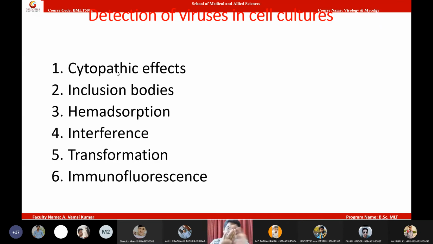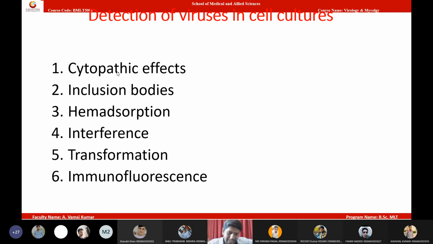Or some viruses won't show any cytopathic effect, but they will show inclusion bodies within the cell. When the virus is replicating within the cell, they will show inclusion bodies that we already discussed. We have intranuclear inclusion bodies and intracytoplasmic inclusion bodies. Either by studying the cytopathic effect or by studying the inclusion bodies, we can detect the virus. Or there are some viruses that won't show inclusion bodies and won't show cytopathic effects. Then how can we detect these viruses?